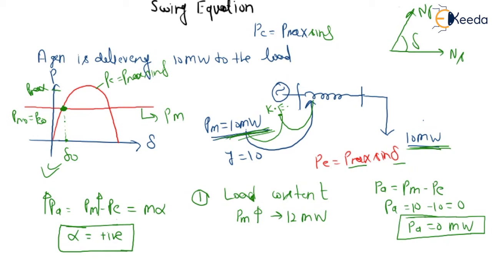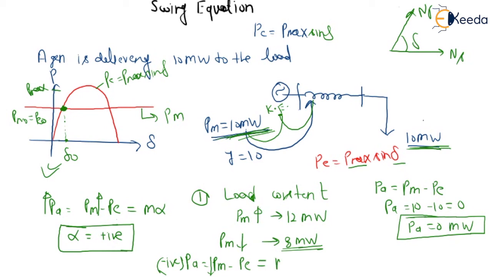When we decrease the mechanical input, let us assume 8 megawatt. What will happen? Mechanical input has decreased, so we can see from here PA is equal to PM minus PE. If mechanical input has decreased, the PA value will be negative basically. PA value negative means M alpha is negative.